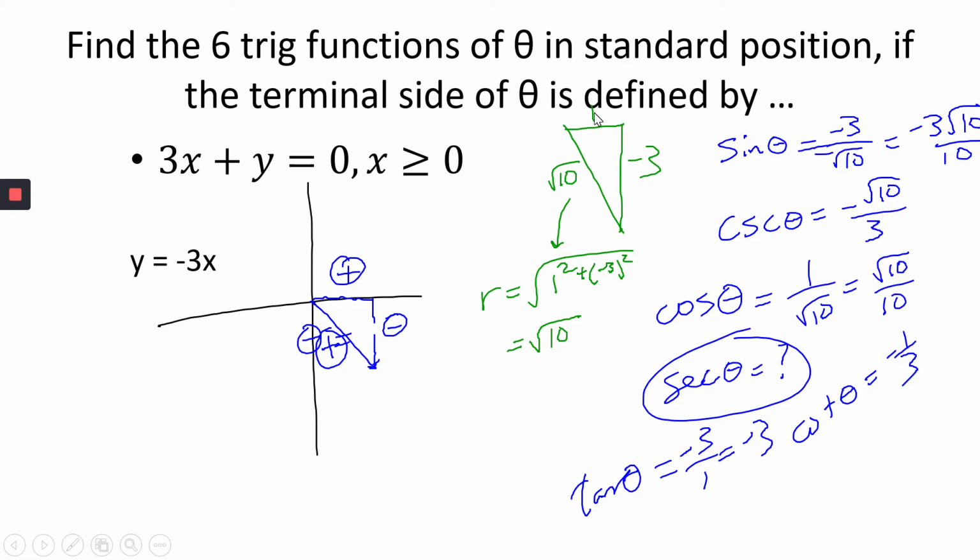Cosine would be 1, which is the x value, divided by the r value, so that'd be 1 divided by root 10. Rationalize the denominator, you get root 10 over 10. Secant would be its reciprocal. But you don't want to take the reciprocal of the answer. You want to take the reciprocal of before you rationalized it. So flip 1 over root 10, you just get root 10 over 1, which is root 10. Tangent would be the y value over x, which is kind of like slope. So the slope is negative 3 over 1. That's the slope, or the y value over the x value. And then the cotangent would be its reciprocal.